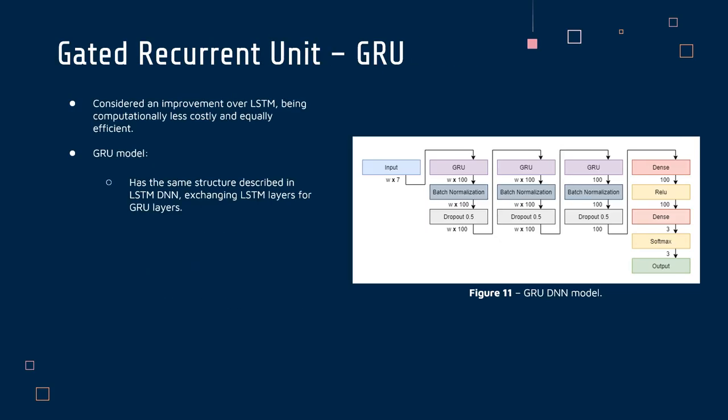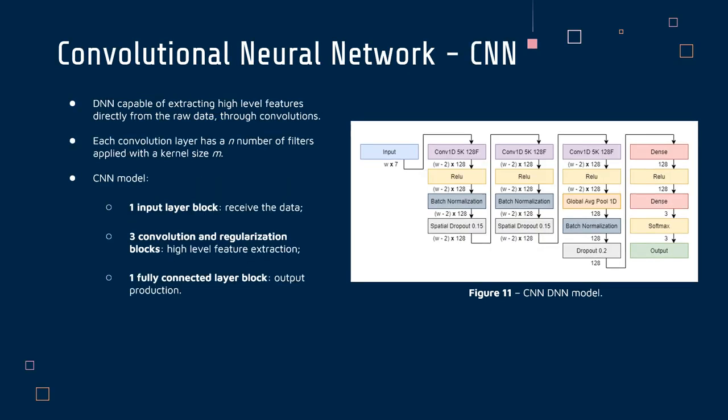GRU networks are considered an improvement over LSTM, computationally less costly and equally efficient. In this study, the GRU-based network has the same architecture as the LSTM-based one, just exchanging the LSTM layers for GRU layers. CNN networks are characterized by the use of convolutions to extract high-level features directly from the raw data. The CNN-based network we developed is composed of an input block to receive the data, 3 convolution and regularization blocks for extracting high-level features, and a fully connected block for producing the classification.